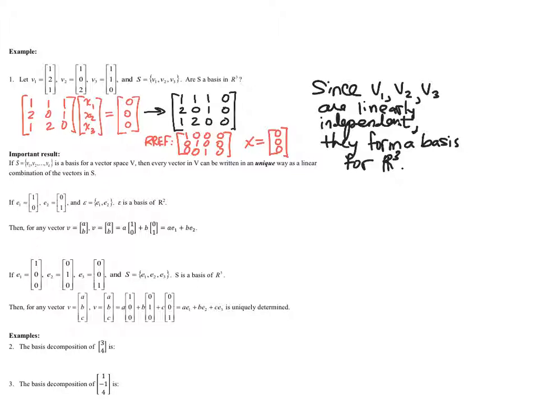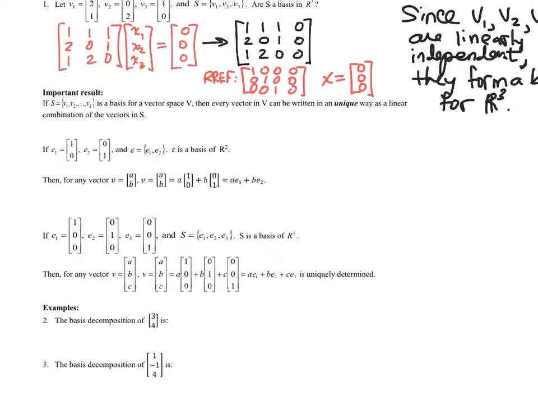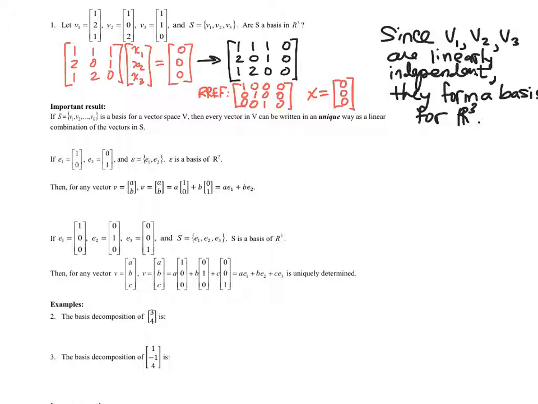All right, so, yeah, I think that's probably good enough. You know, one more thing. So, the important result, I don't want to leave off before addressing this. If S represents a basis for vector space V, then every vector in V could be written in a unique way as a linear combination of the vectors in S. Right? So that's what I was addressing here.